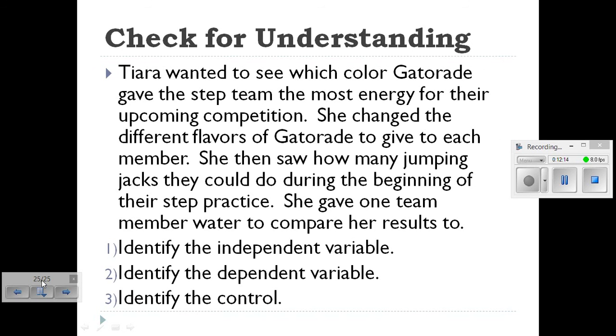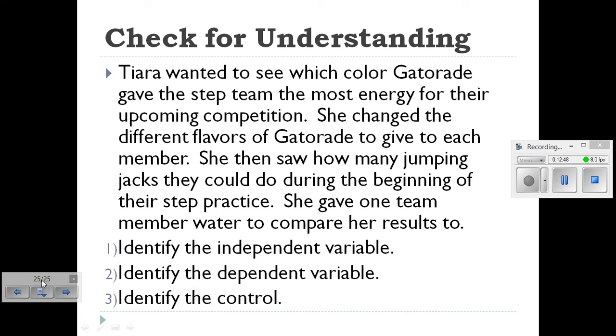Now let's look at another example. Tierra wanted to see which color Gatorade gave the step team the most energy for their upcoming competition. She changed the different flavors of Gatorade to give each member. She then saw how many jumping jacks they could do during the beginning of their step practice. She gave one team member water to compare her results to. Can we identify the independent variable, the dependent variable, and the control?